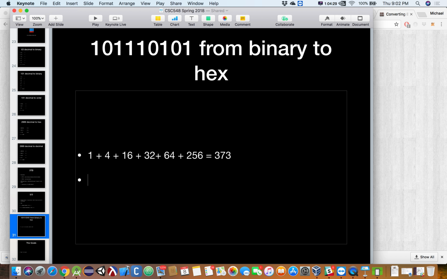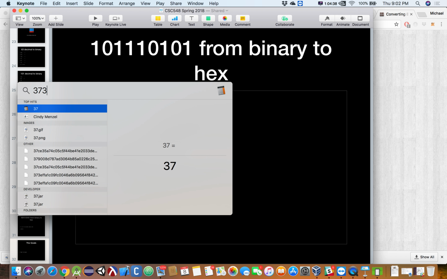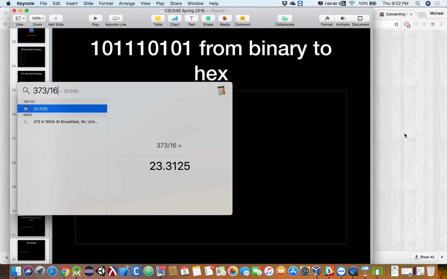All right, so now we need to convert 373 from decimal into hex. So we're going to divide that by 16. 373 divided by 16 gives you 23.